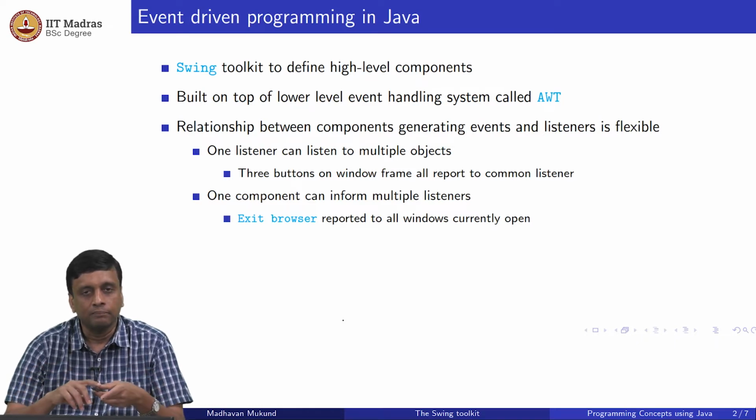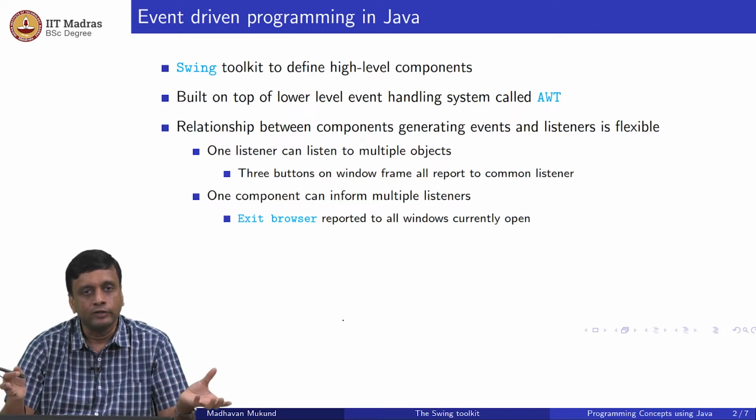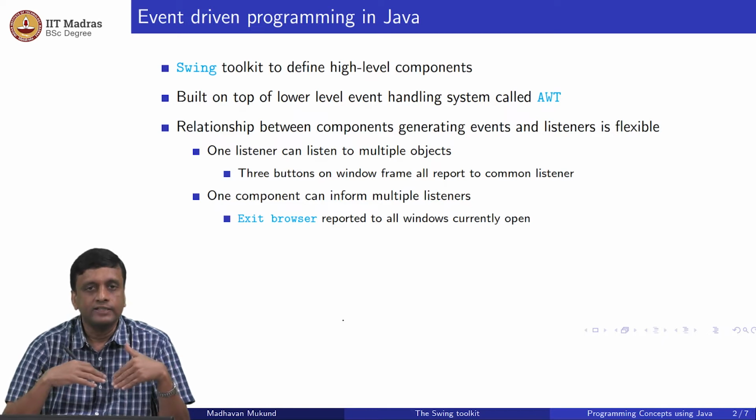So in the first example, we had one window listening to multiple buttons. Here you have multiple windows listening to one button. So we can have many event generators talking to one listener, and you can have one event generator talking to multiple listeners.